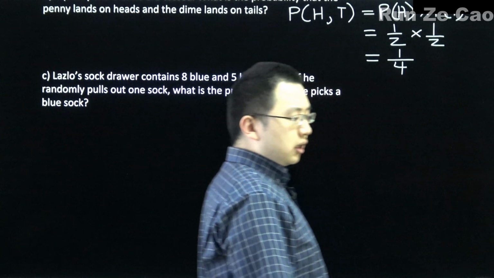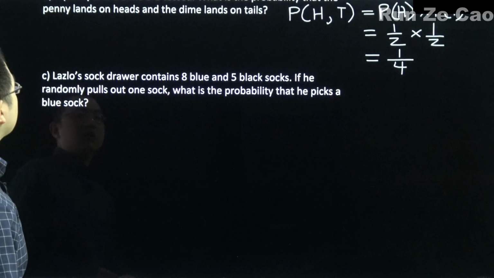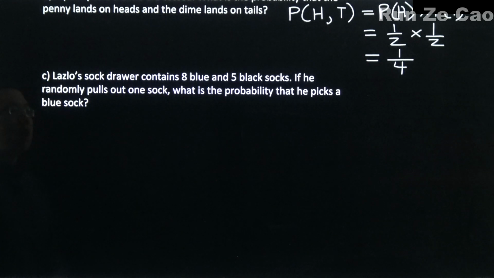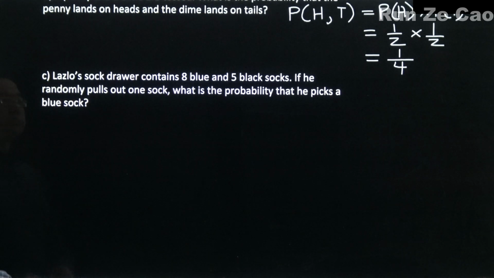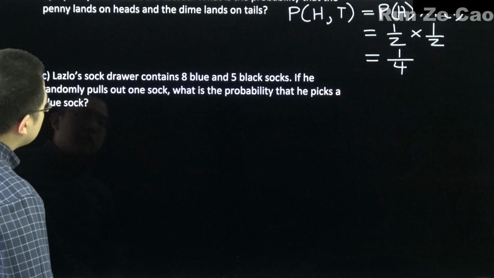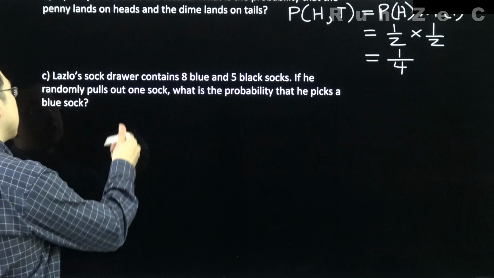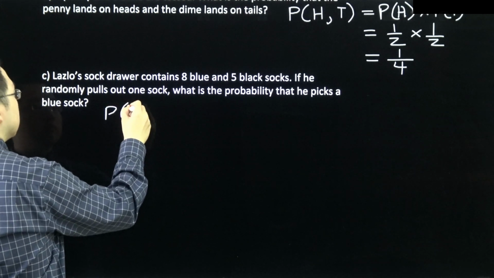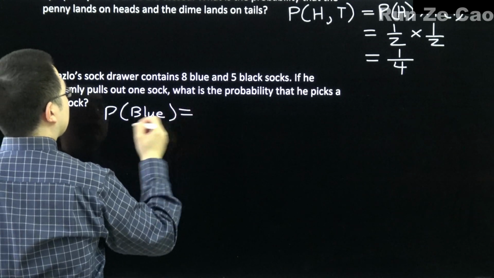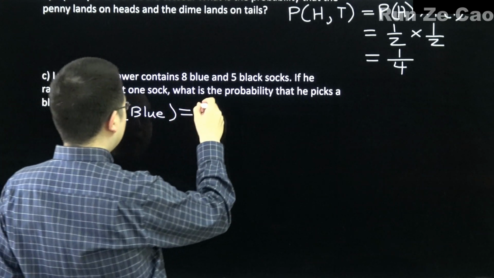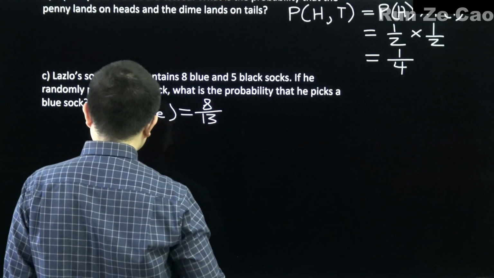Now, Laszlo's sock drawer contains 8 blue and 5 black socks. If he randomly pulls out one sock, what is the probability that he picks a blue sock? Well, this actually is not a combination of events. That means we're just looking at 8 over 13.